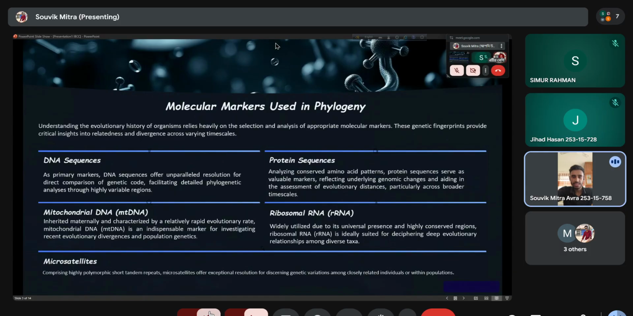How do we track these changes? We use molecular markers, think of them as genetic fingerprints. This provides high resolution data for direct genetic comparison. These are great for looking at broad evolutionary distances because it's inherited maternally and evolves quickly. It's perfect for studying recent divergences. This is universally present and helps us to see very deep ancient relationships.